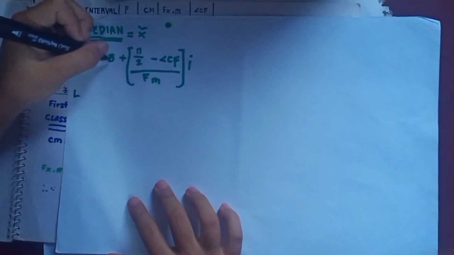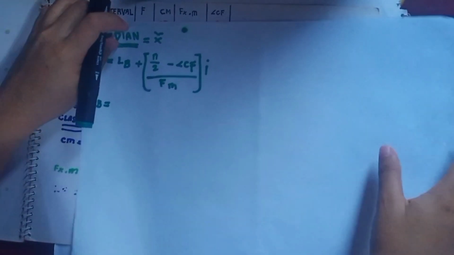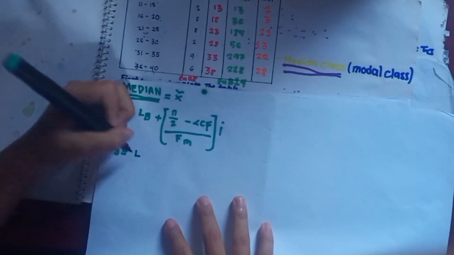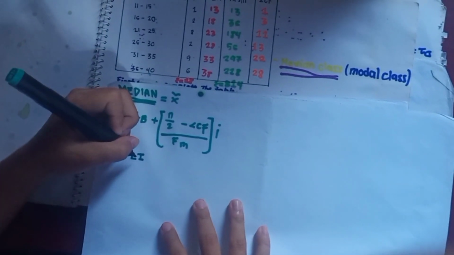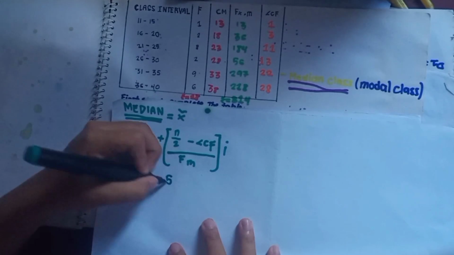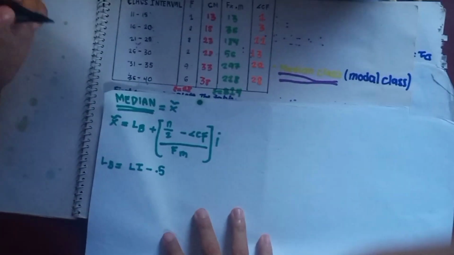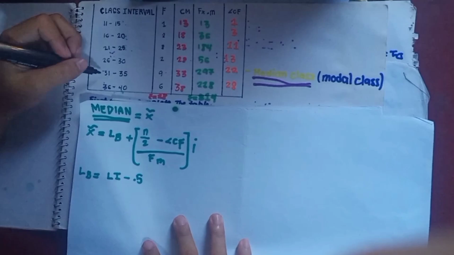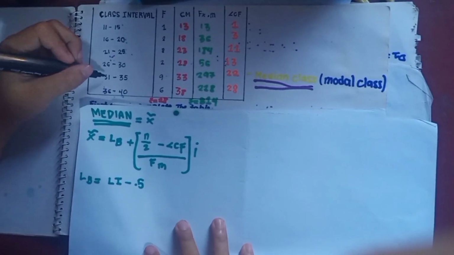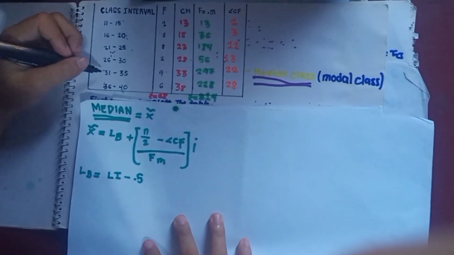So before we can use this formula, the first thing that we have to do is to get all the data that we need. The first one is to get the lower boundary. We can solve the lower boundary by just subtracting 0.5 from the lower interval. Now I'm just going to inform you that we will be using the same table that we used in our previous video to solve the median.